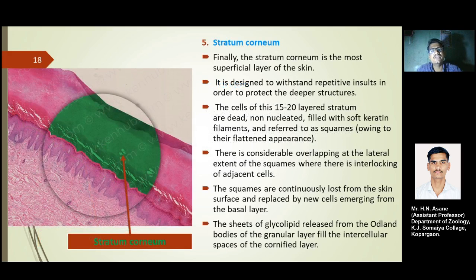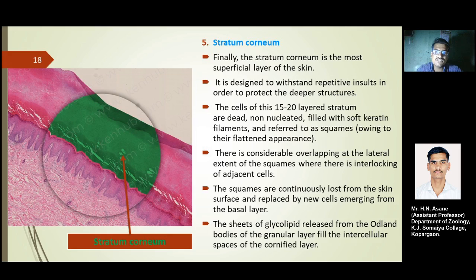The last layer of the epidermis will be the stratum corneum, and this is the uppermost layer. From the top, this will be the first layer, and if we start from the bottom of the epidermis, this will be the last layer. So finally, the stratum corneum is the most superficial layer of the skin.